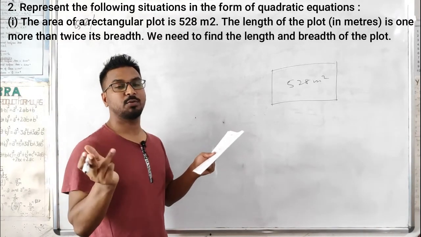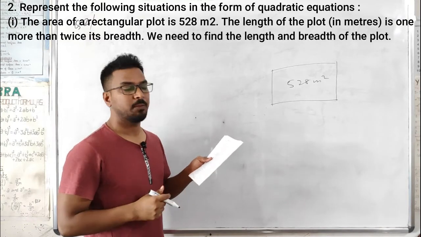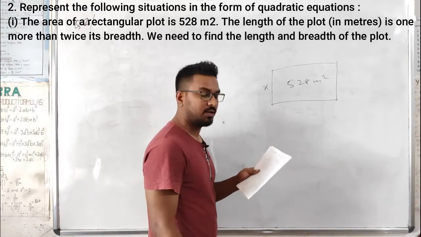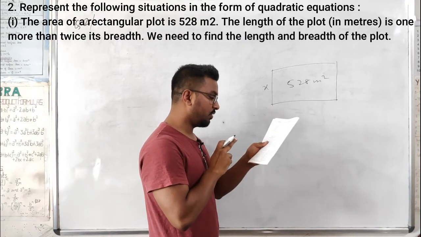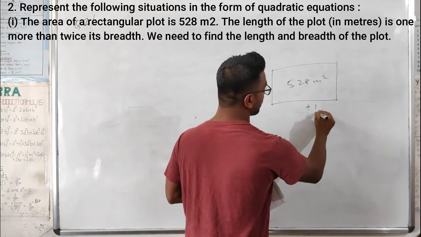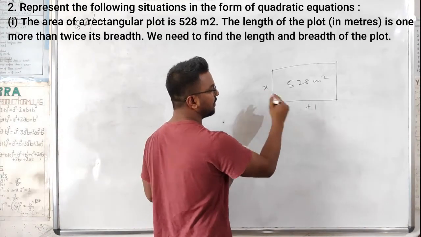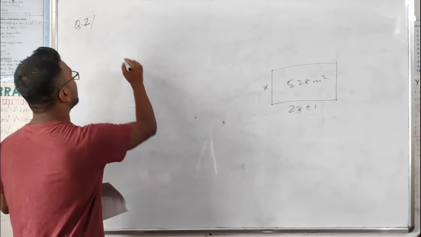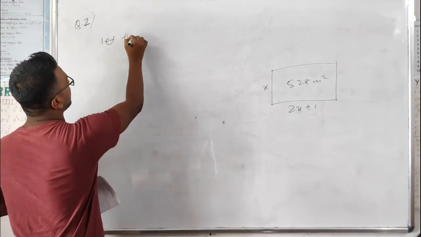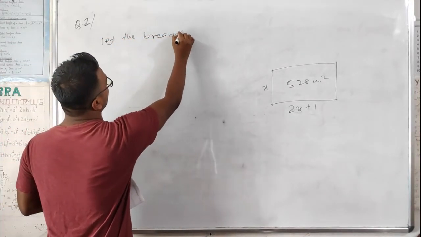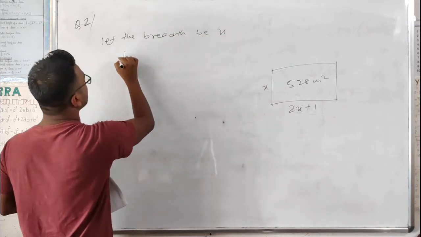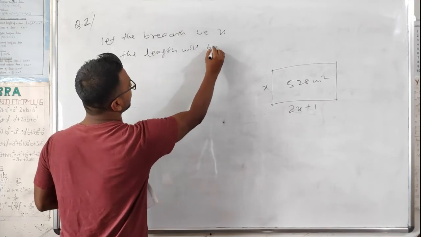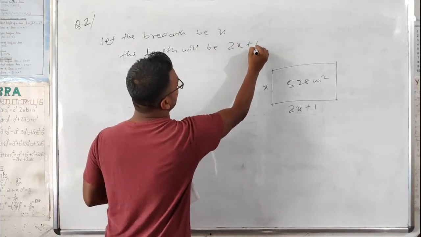So length is comparing with the breadth. So first we have to take breadth. So let the breadth be x and length will become what? It is given 1 more than twice. 1 more mean plus 1. Twice of its breadth mean 2x. Okay. So you got the length and breadth. You can form it. So let me write. Let the breadth be x. The length will be twice x plus 1.